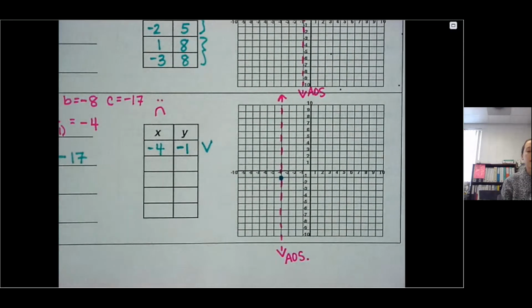Okay, now it's time to plug in some numbers. So unfortunately, we're going to have to plug in some negatives, because if you plug in a 0, you're going to get 17, which is not even on there. So we are going to have to plug in some negative numbers. Doesn't matter which one you start with, though. Which one would you like to put in first? All right. Works for me.